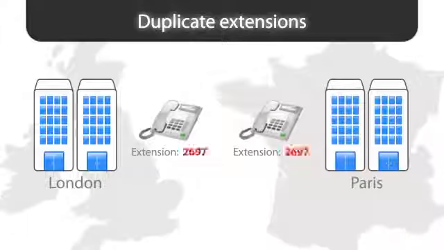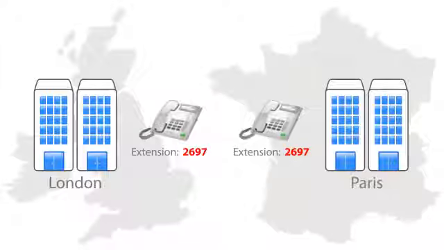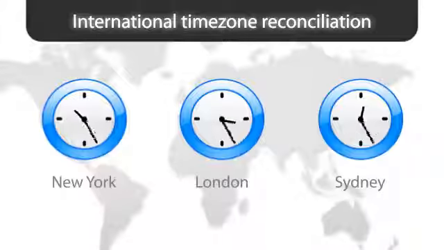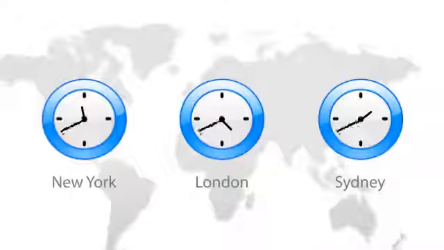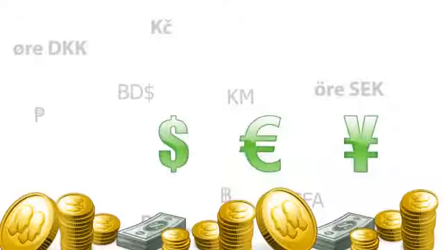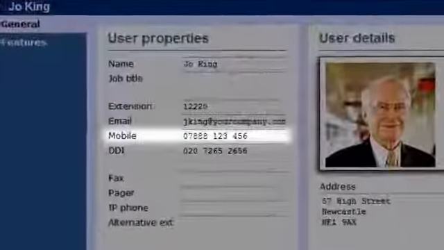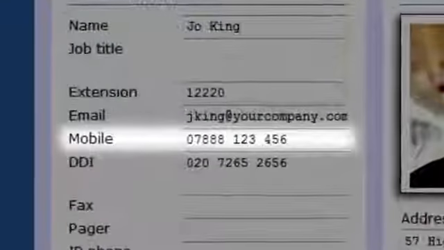Duplicated extension numbers aren't a problem either, because each PBX can be treated in isolation. Other features such as local time zone reconciliation and multiple tariffs and currencies are also standard features. TIM Enterprise can even process your mobile CDRs, allocating them to each handset's owner to give a true picture of everyone's call activity.